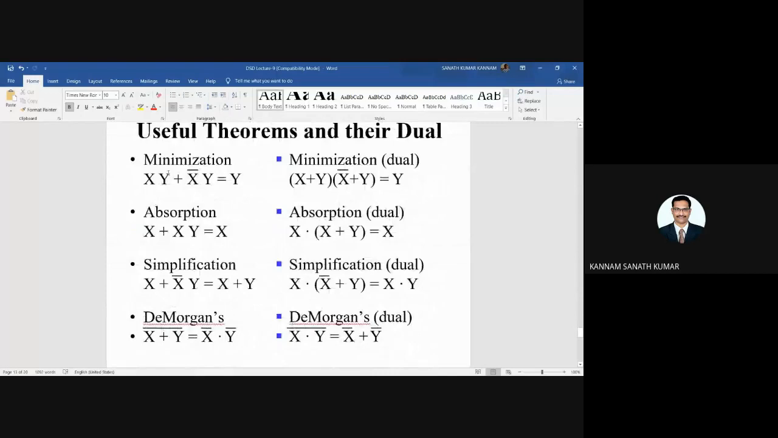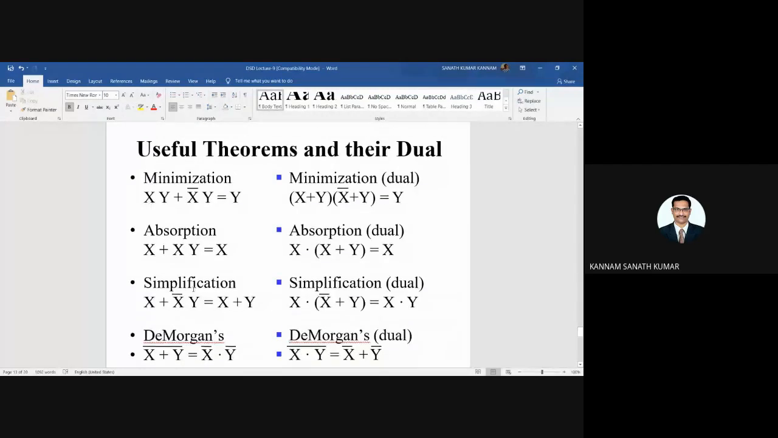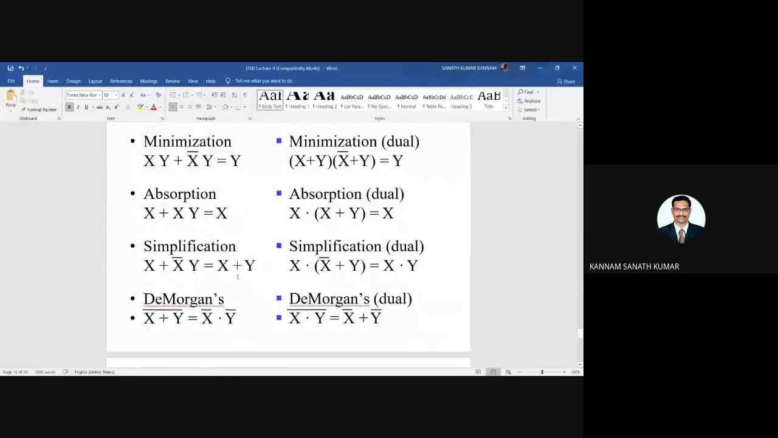So these are the useful theorems. Minimization: x y plus x bar y equals x. Absorption: x plus x y equals x. Simplification: x plus x bar y equals x plus y. And De Morgan's law: x plus y whole bar equals x bar into y bar.